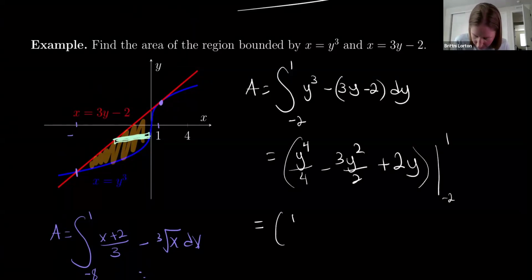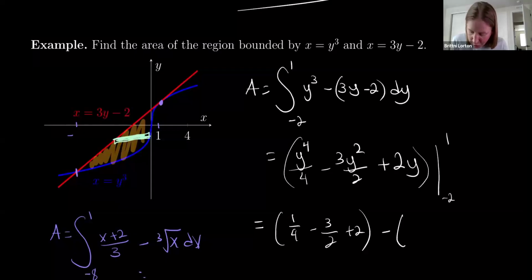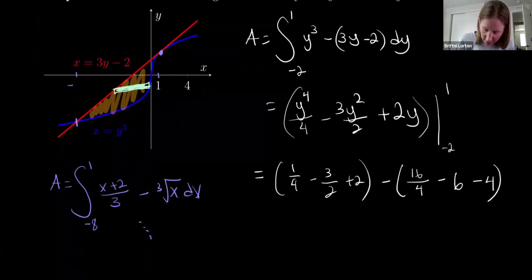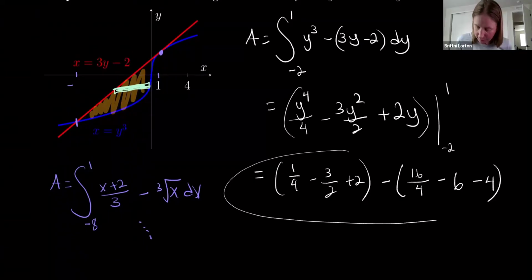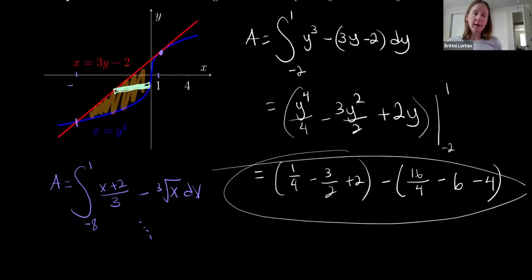If I plugged in 1, I would get 1/4 minus 3/2 plus 2, minus. If I plugged in -2, I would end up with a positive 16/4 minus, let's see, 2 squared is 4, times 3 is 12, divided by 2, minus 4. And then you can type that into your calculator and see what you end up with. Ta-da!